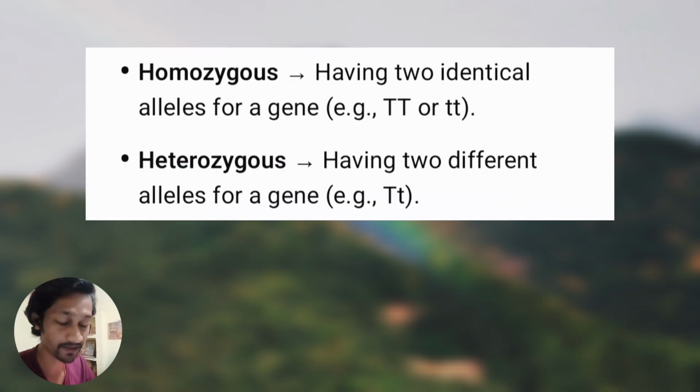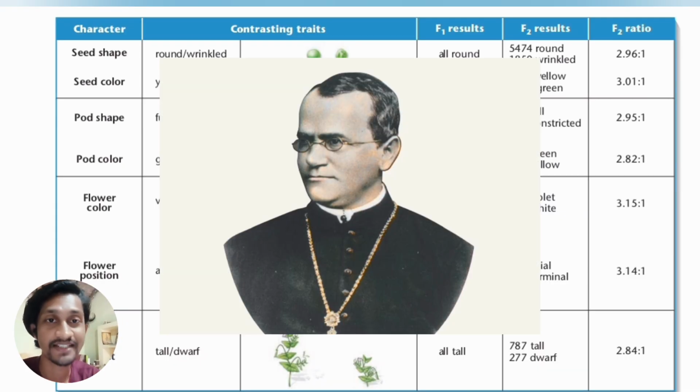If two similar alleles are formed, then they are called homozygous. If you take two different alleles, then they are called heterozygous. And lastly, alleles are nothing but the two alternative forms of a gene or different forms of a gene.